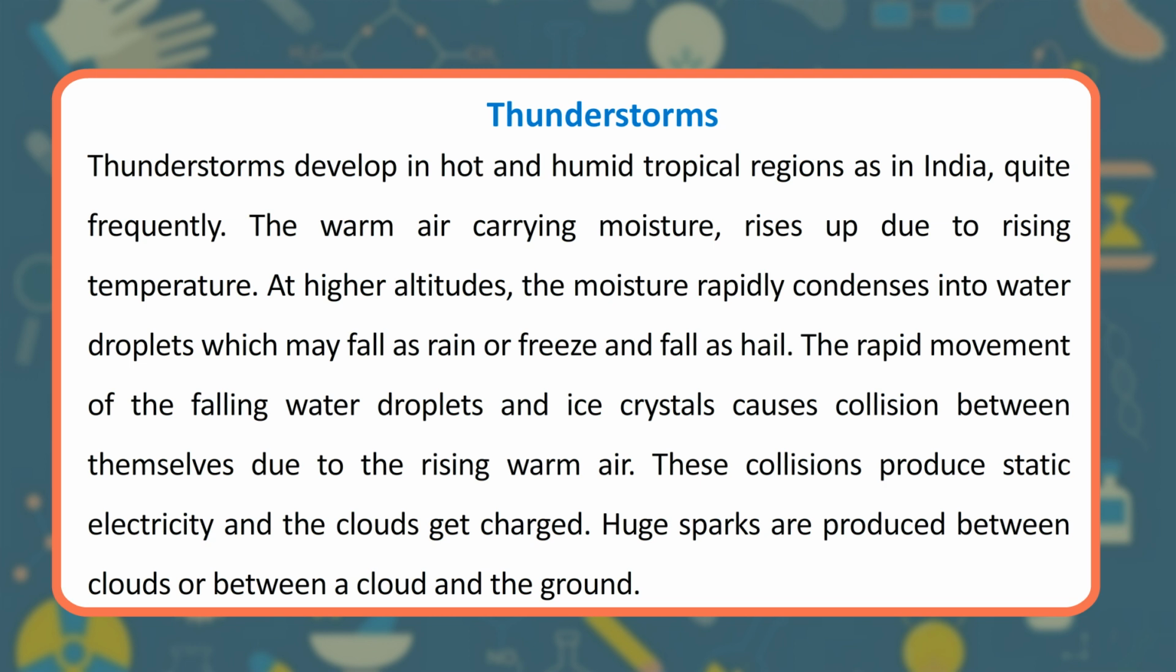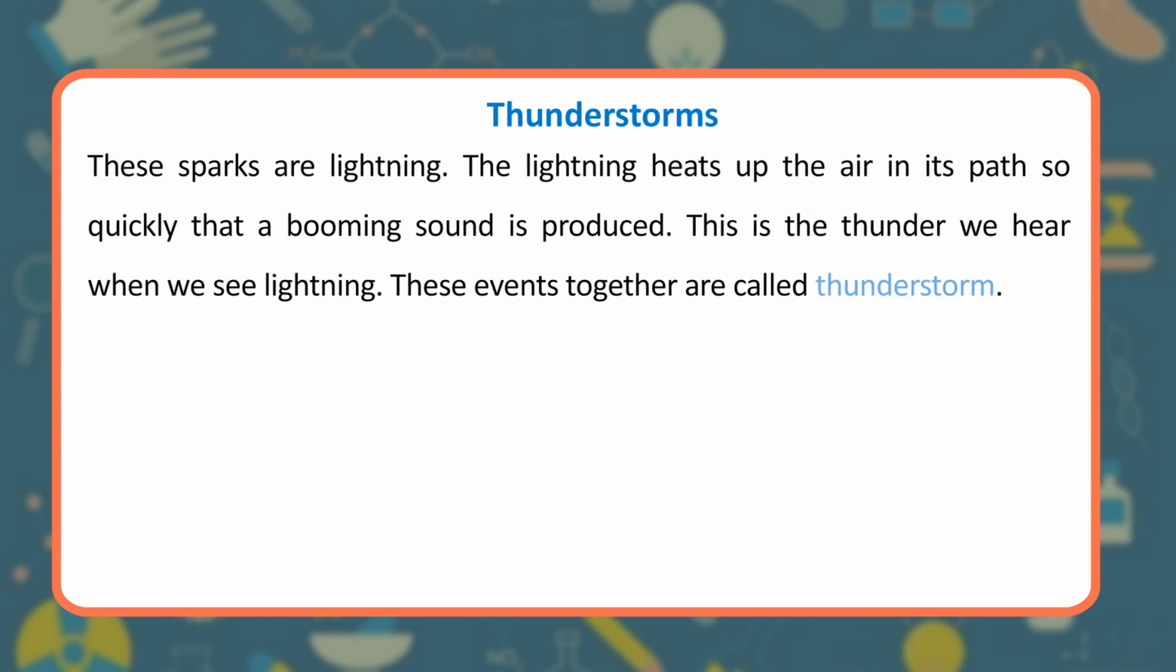Huge sparks are produced between clouds or between a cloud and the ground. These sparks are lightning. The lightning heats up the air in its path so quickly that a booming sound is produced. This is the thunder we hear when we see lightning. These events together are called thunderstorm.